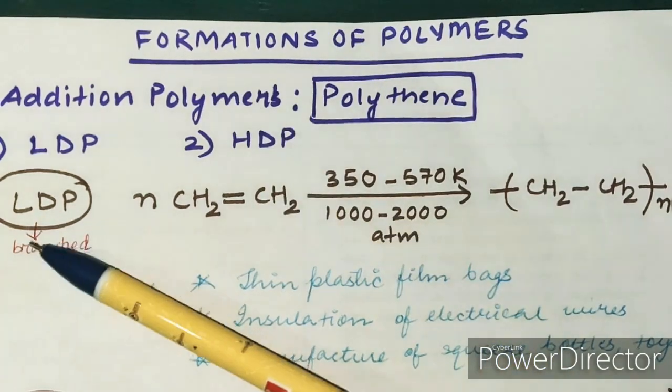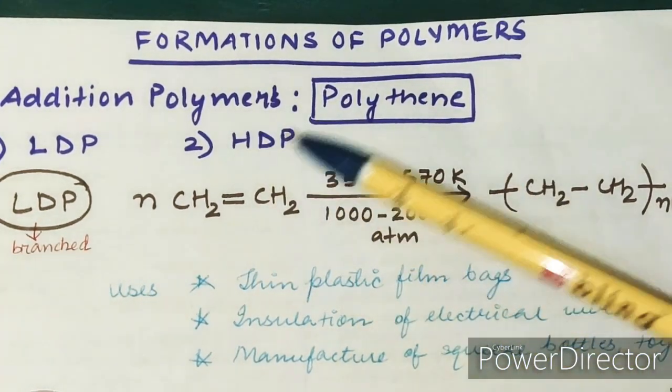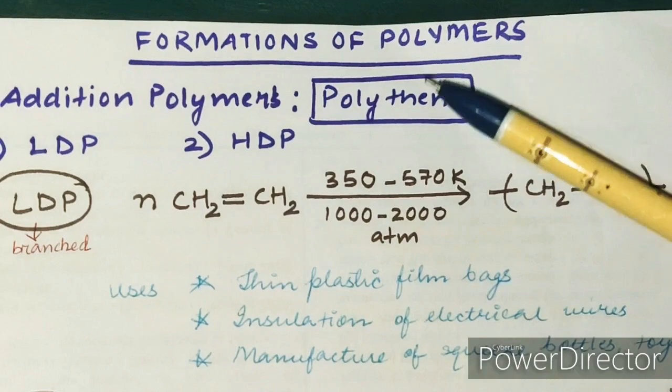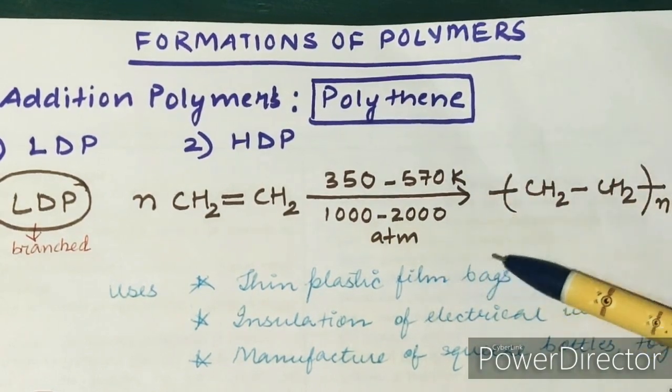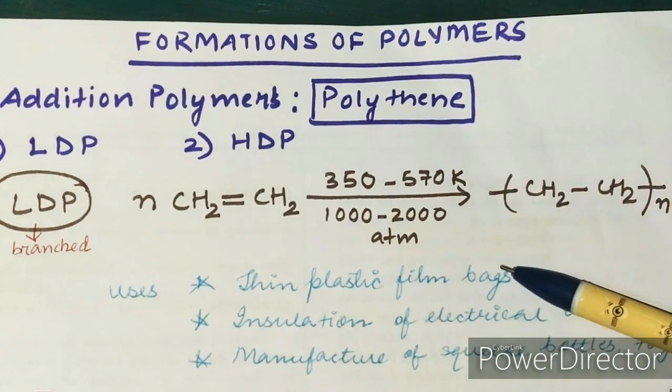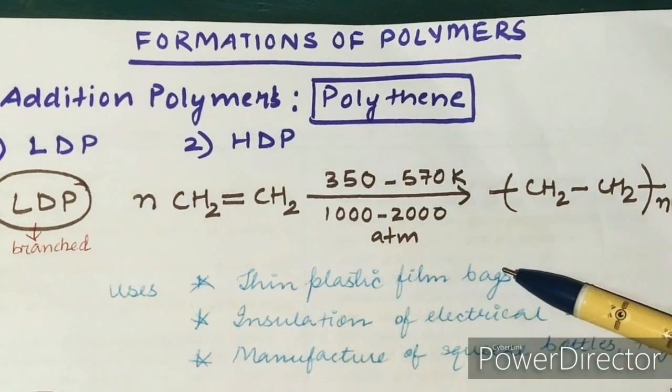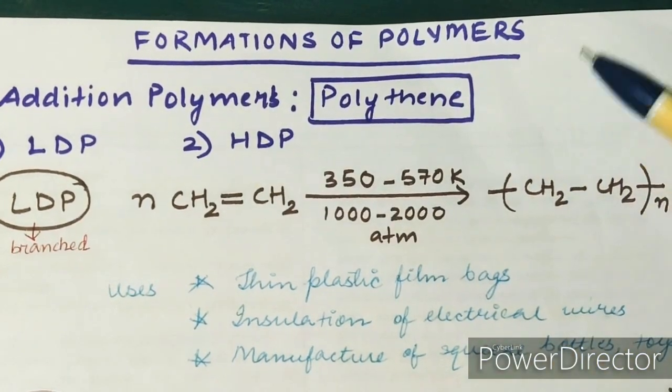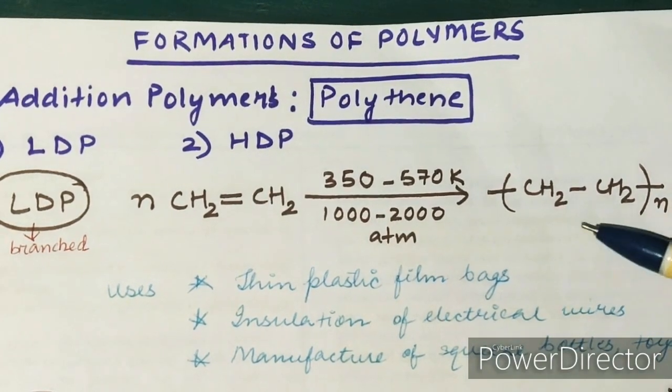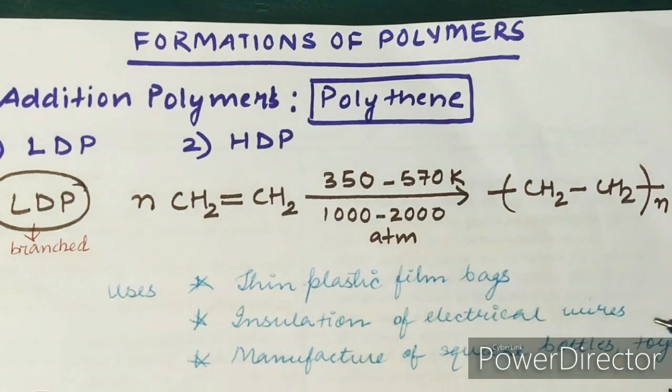So first let us see the low density polyethylene, where it is used. The uses are, it is used as thin plastic film bags. The carry bags that you get in the grocery shops are LDPE, low density polyethylene, and it is used in electrical wires for insulation, and then in the manufacture of squeeze bottles, toys, etc. Squeeze bottles means those bottles like shampoo bottles and lotion bottles where you have to squeeze the lotion or the shampoo out.